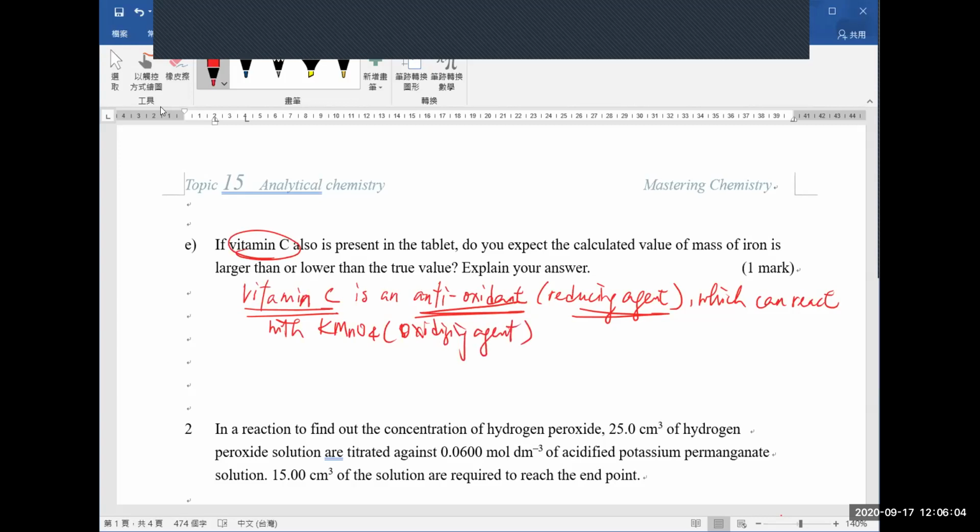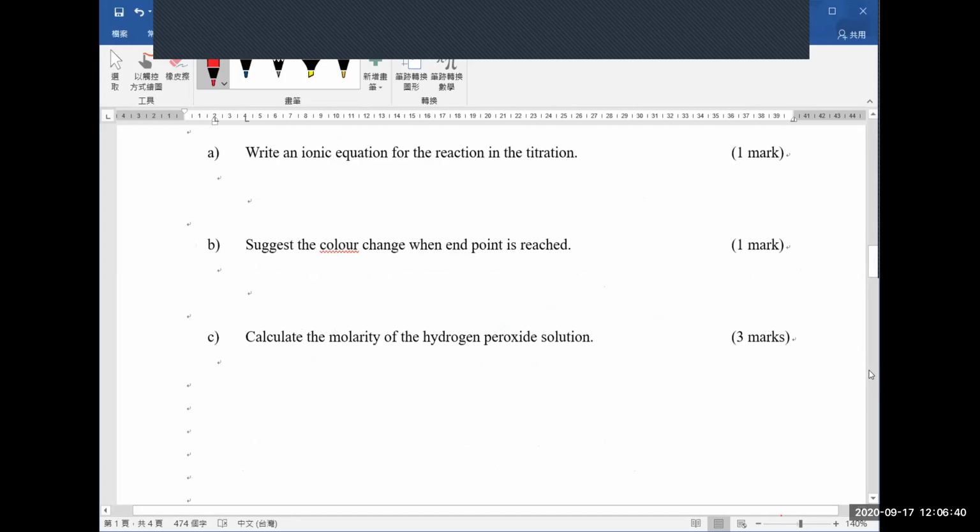Okay, can you get my point? Which is also react with oxidizing agent. Therefore, as a result, the volume of KMnO4 used will be more than expected. The volume of KMnO4 used in titration is more than expected. So remember the term "more than expected".